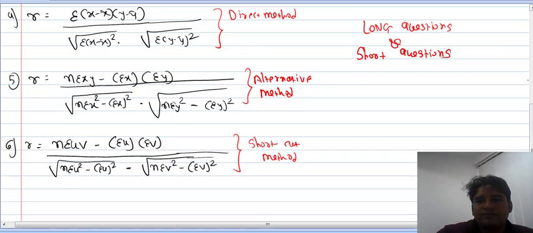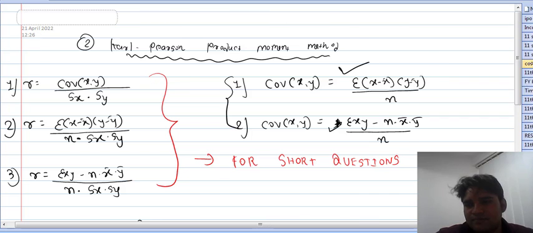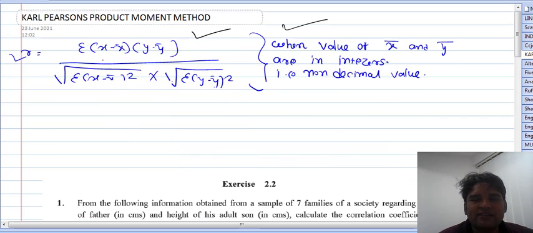Now I will start with the long and short formulas. Okay, so we have seen the 6 formulas of the Karl Pearson product moment method. I will start with this formula, right? And we will solve some questions based on this formula.